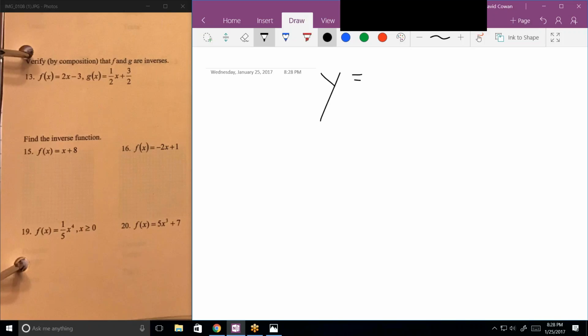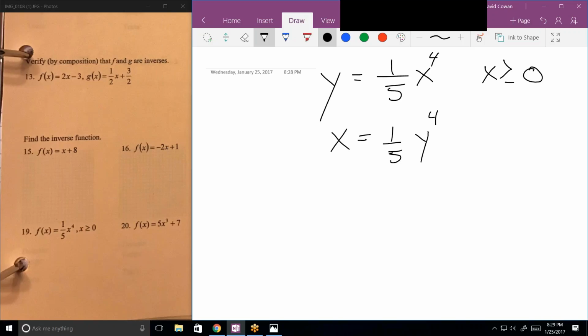Again, we're going to an even power, so they have to restrict the domain to positive x's only. So this one would be x is equal to 1/5 y to the fourth. And then we would exponentiate both sides by 1/4. No, we have to get rid of that 1/5 first.